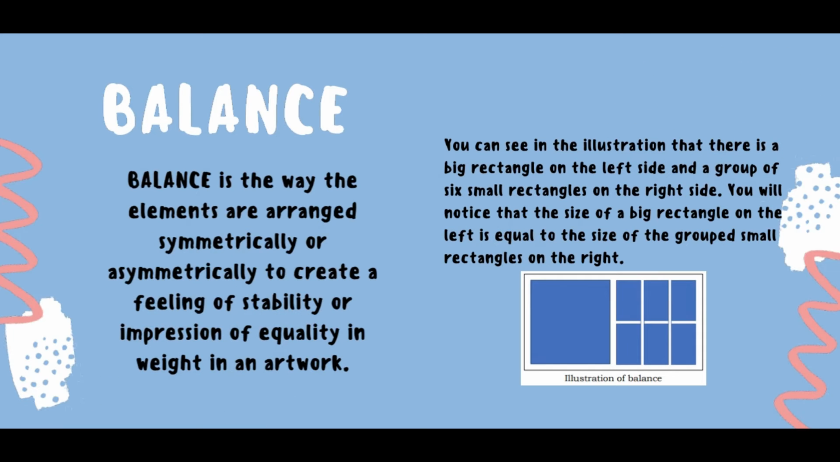Balance. Balance is the way the elements are arranged symmetrically or asymmetrically to create a feeling of stability or impression of equality in weight in an artwork. You can see in the illustration that there is a big rectangle in the left side and a group of 6 small rectangles on the right side. You will notice that the size of the big rectangle on the left is equal to the size of the group of small rectangles on the right.